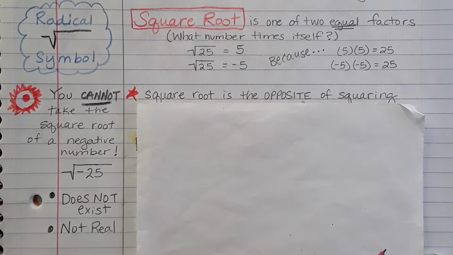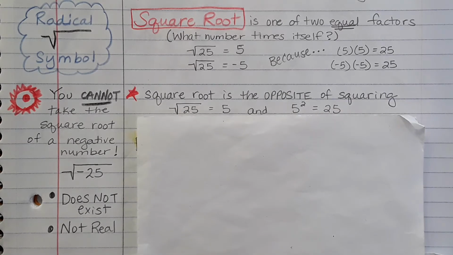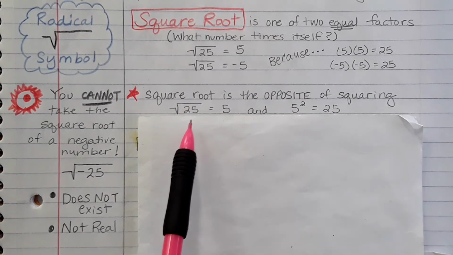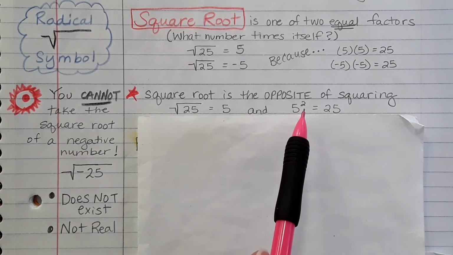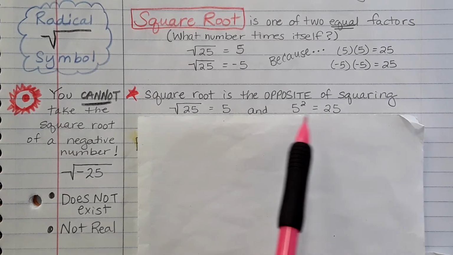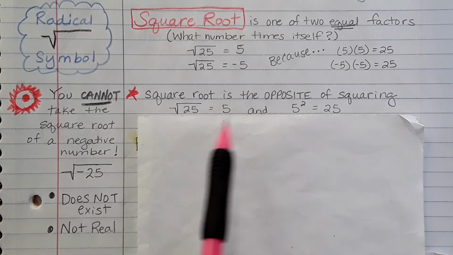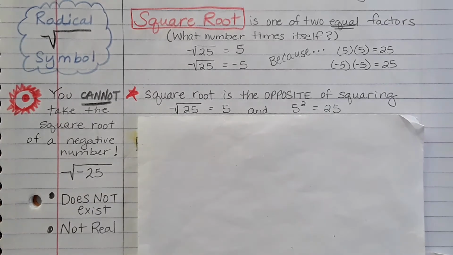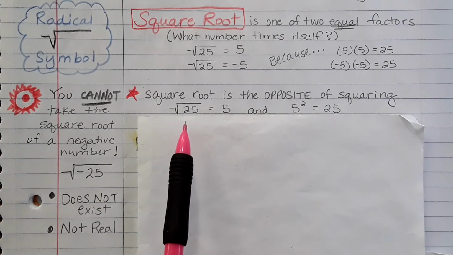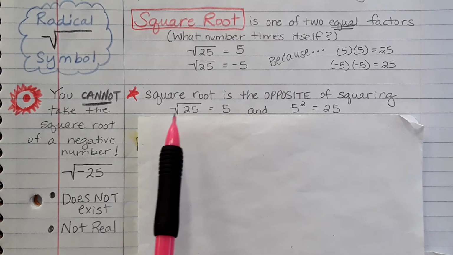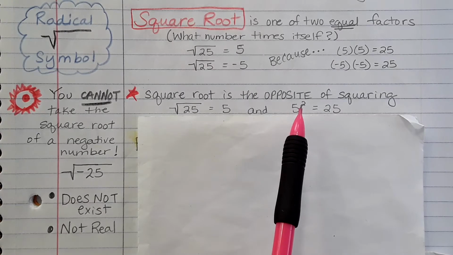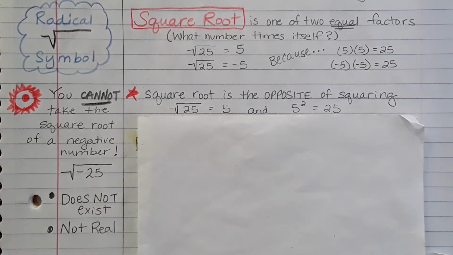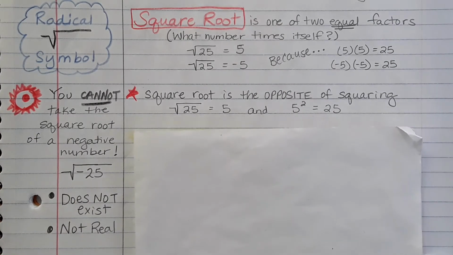The square root is the opposite of squaring. So square root of 25 is 5, and squaring it, this is 5 squared, we get 25 because 5 times 5 is 25. Notice that these are opposites and they undo each other. If you started with the number 25 and you take the square root, you get 5. But then if you take that 5 and you square it, you get back to 25. They undo each other. They are opposites.